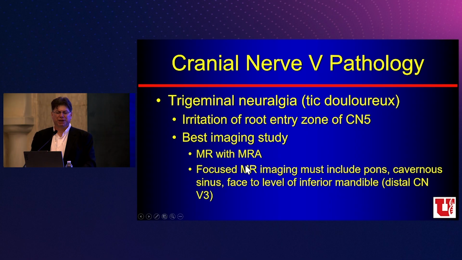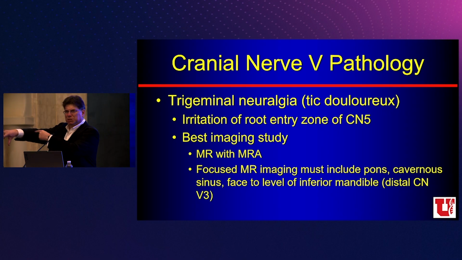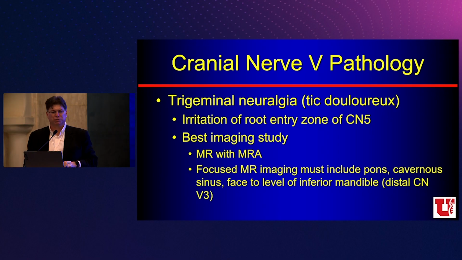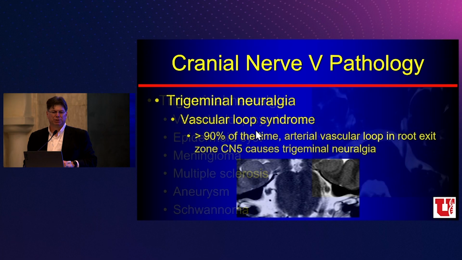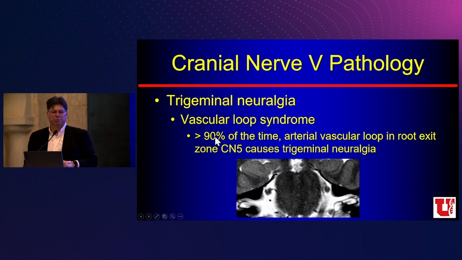So the best study for that is going to be an MR with an MRA, but we want to focus on all that anatomy. So again, all the way along that course, we have to look at the pons, the prepontine segment, the trigeminal cistern, and think about where V1, V2, and V3 are going all the way along that course for our trigeminal nerve. So vascular loop syndrome is the most likely pathology to be causing trigeminal neuralgia or tic douloureux facial pain. And 90% of the time, if we do see a pathology that's causing trigeminal neuralgia, it is a vascular loop syndrome.